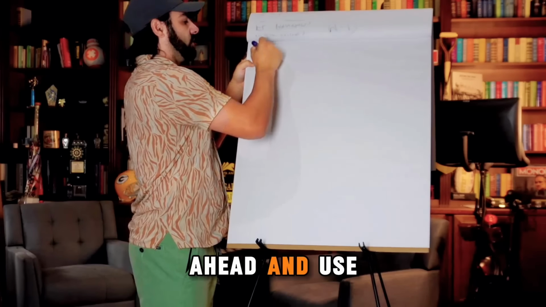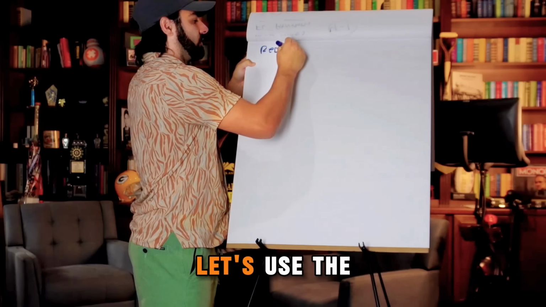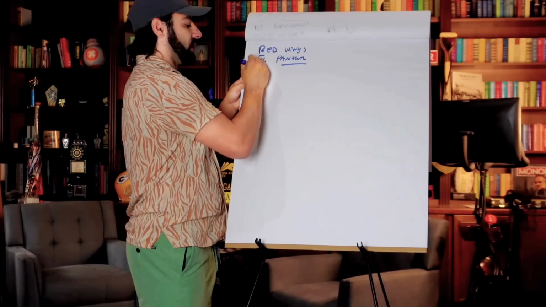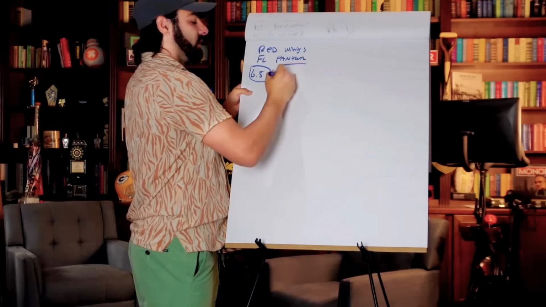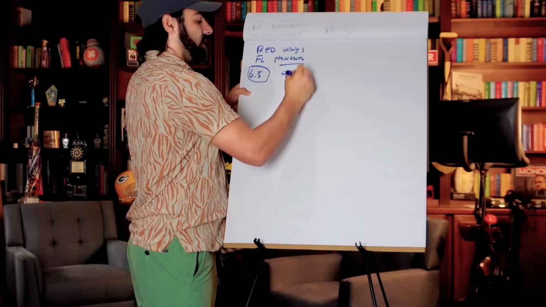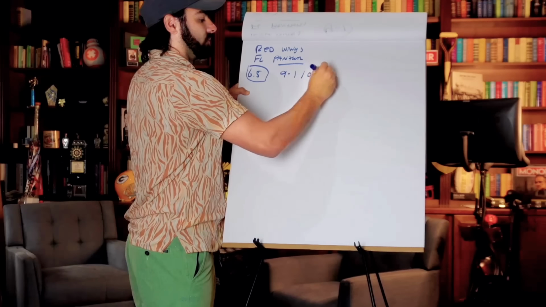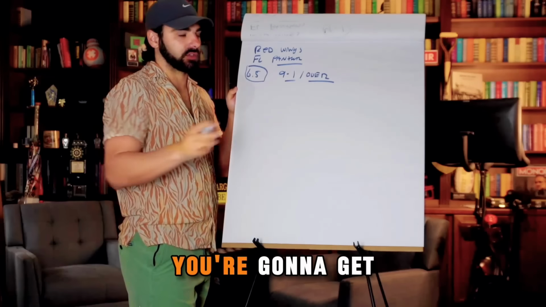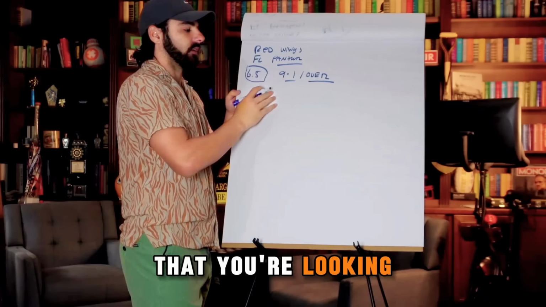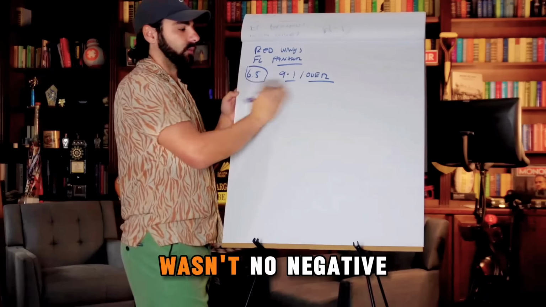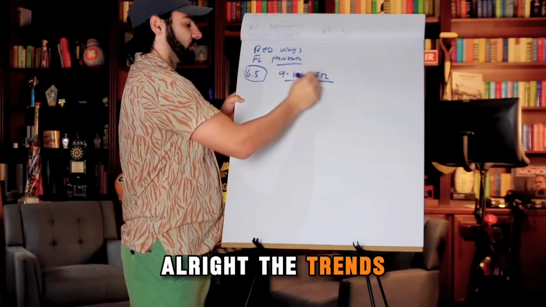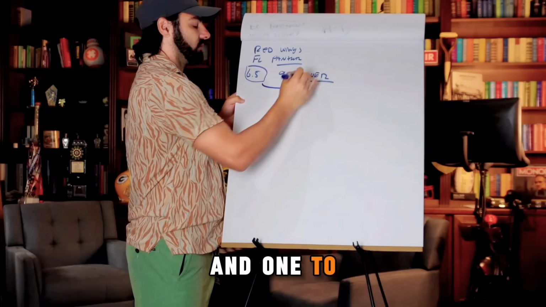So let's go ahead and use that same example here. All right, let's use the Red Wings and Florida Panthers. Let's say it opened up 6.5. 6.5 was the opening number. Let's say it was 9-1 head-to-head trends on the over. So now we have line movement that didn't move, or like I said, in rare cases you're going to get line movement in the way that you're looking. But pretty much it didn't move, there was no negative line movement for us. We're looking at the over here, all right? The trends line up. We got 9-1 to the over.